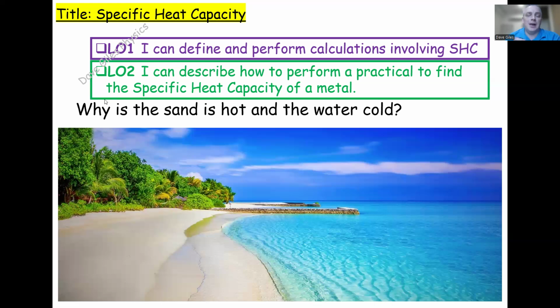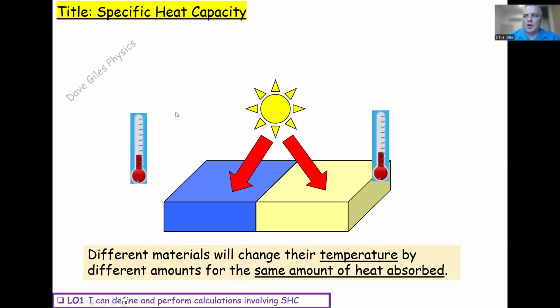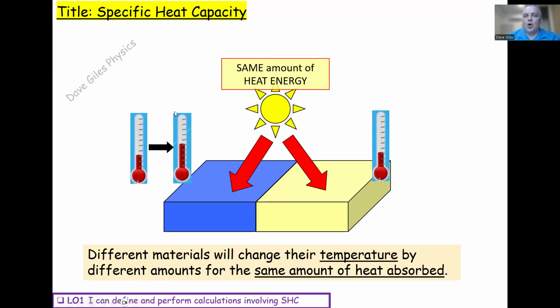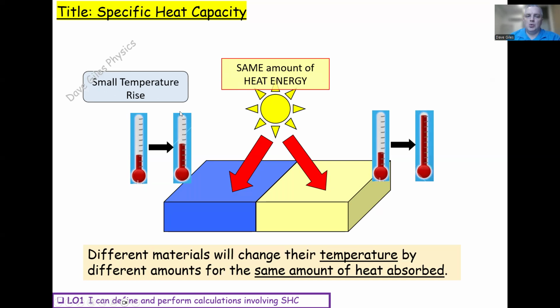Now, they've both presumably had the same amount of energy from the sun. We'll pretend these trees here are not offering any shade. So they've both had the same amount of energy from the sun. However, let's say the water has a small temperature rise, but the sand has a large one. And that's because different materials will change their temperature by different amounts for the same amount of heat absorbed. And that is due to something called specific heat capacity.